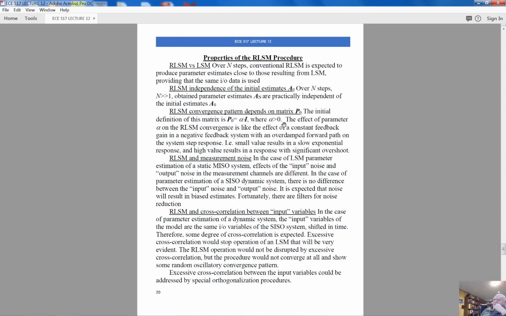Then there is another issue, also quite complex: RLSM and cross-correlation between input variables per se. In the case of RLSM, the input variables are the output variable shifted by a couple of steps, the output variable shifted by 3 steps, the input variable shifted by 1 step, and so on and so forth. Since we have only 2 variables involved in the input vector, these variables are expected to be correlated. It will be autocorrelation, it will be cross-correlation. Now, correlation not necessarily will prevent our procedure from being successfully executed.